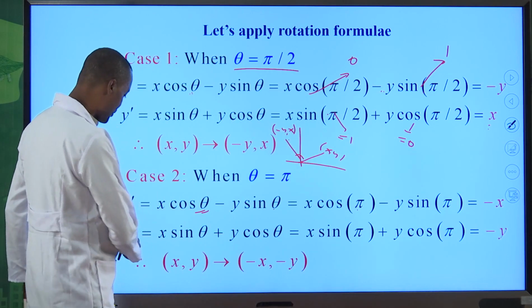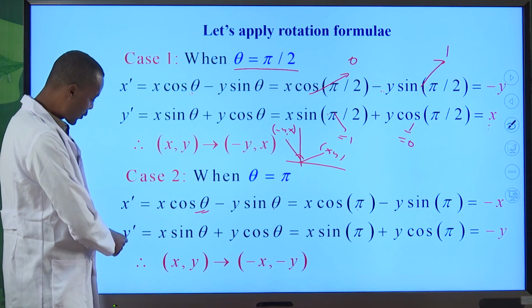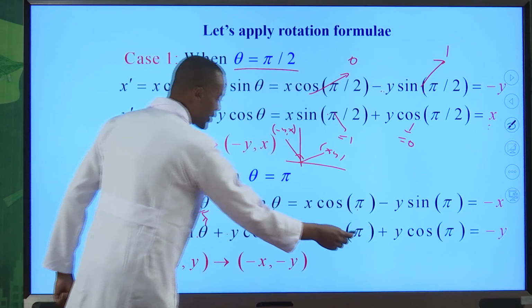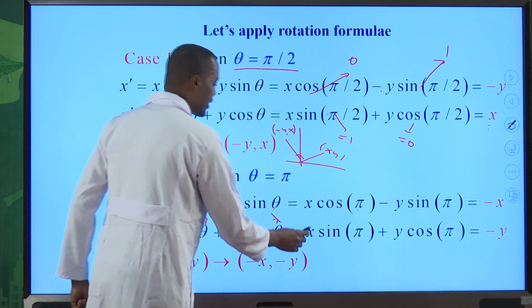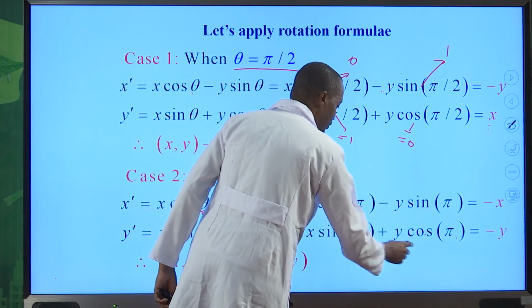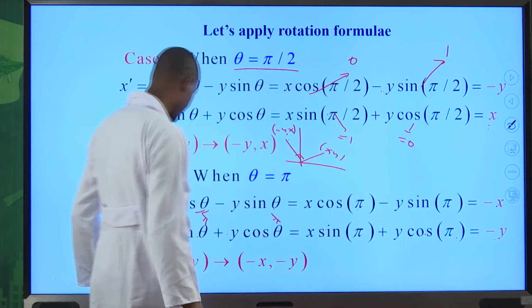The same is true for y prime. When I directly substitute for y prime, you directly substitute pi here and a pi there. X times sine of 180 degrees plus y times cosine of 180 degrees. You get these two expressions. And then x sine pi is 0, cosine pi is minus 1, so I'm left with minus y.